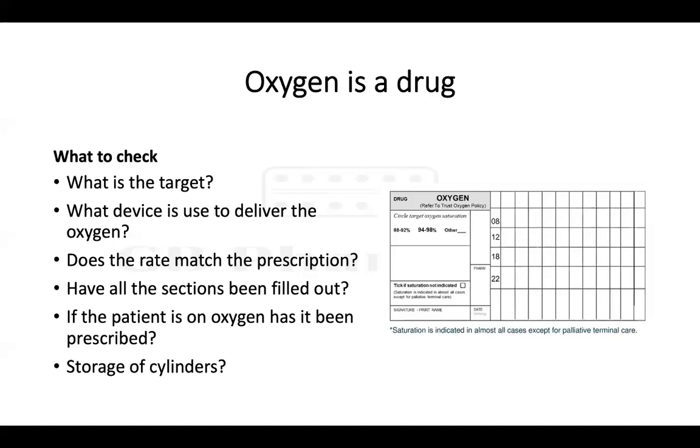Also, if you're in a hospital setting and using the outlets on the wall, you can use the gauges to see how much has been delivered. Does that match the prescription? So it's that double check that what's actually being given is correct.